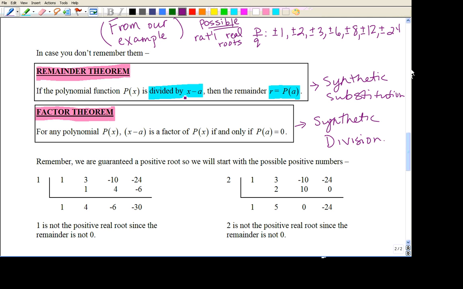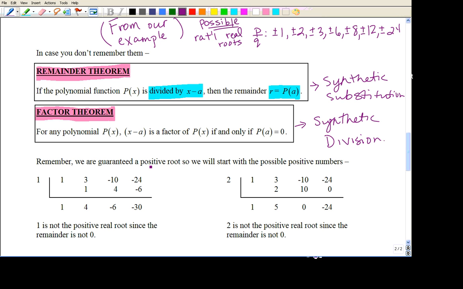So remember, these two things look a lot alike. It's just that the remainder theorem told us that if we plugged in a number using synthetic substitution, the remainder, or the number at the end, was our y value if we plugged in x. And for the factor theorem, we were looking to see if there was a remainder of 0. If there was a remainder of 0, that means that number was a factor of our polynomial. Really similar, just slightly different wording.